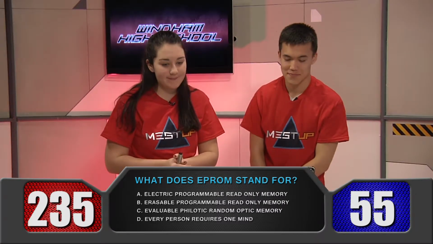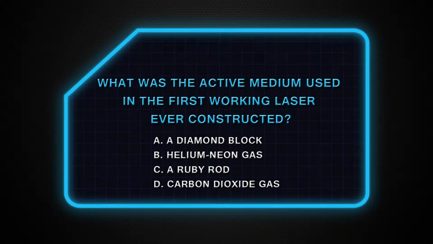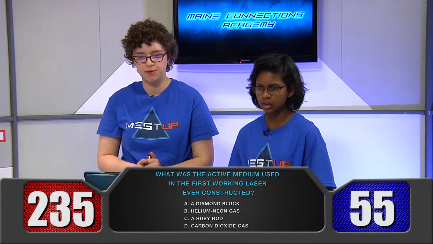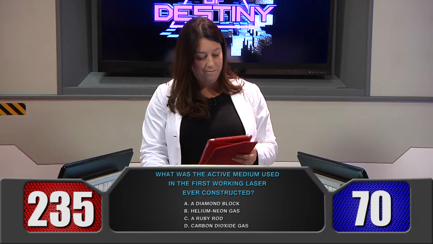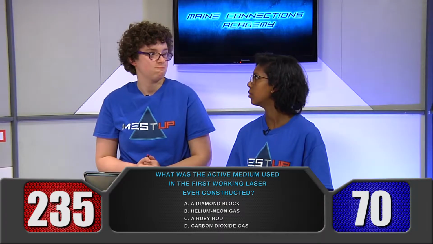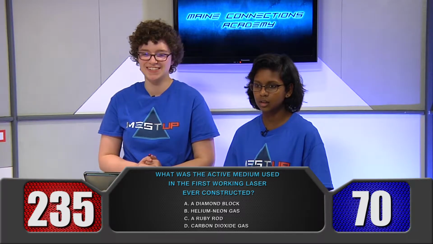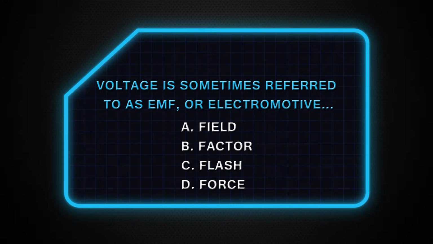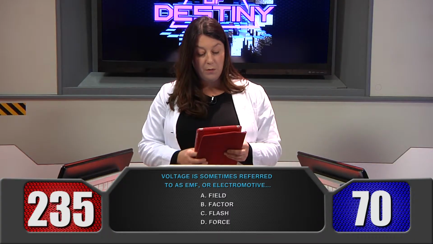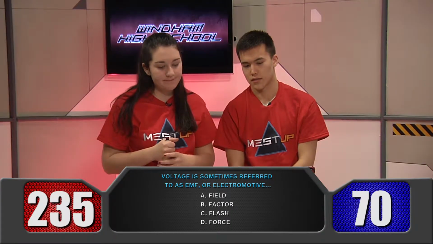Red team, your choice. Technology for 15, please. Okay. What was the active medium used in the first working laser ever constructed? Blue team. C, a ruby rod. Correct. Blue team, your choice. Technology for 10. Okay. Voltage is sometimes referred to as EMF or electromotive. Red team. D, force. Correct.